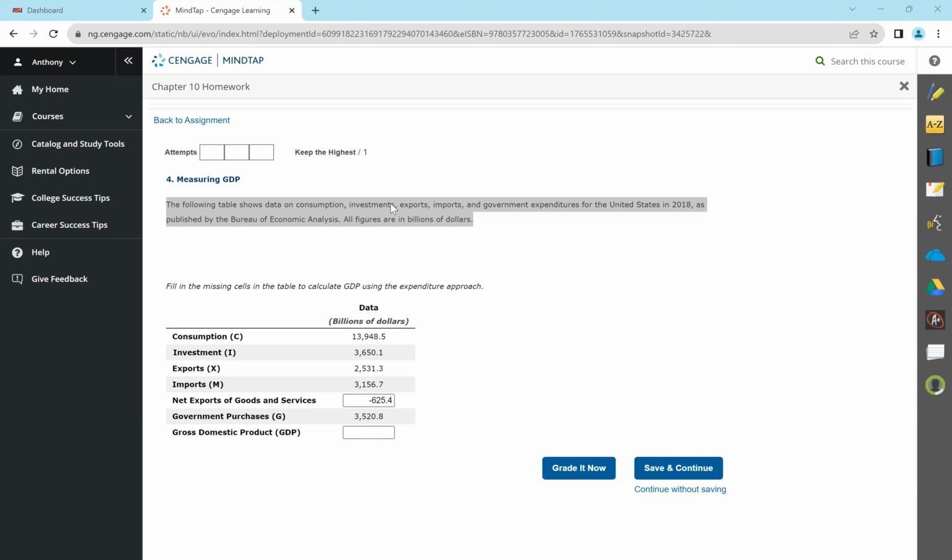So the GDP is C plus I plus G. So it's the consumption plus the I plus the G, and then you add in whatever this is right here. So we're going to take those first three numbers, 13,948.5 plus 3650.1 plus 3520.8. So you're going to add consumption, investment, G, and then you add in this last number. Even if it's negative, you still add it, which means you're adding a negative, or you're subtracting.